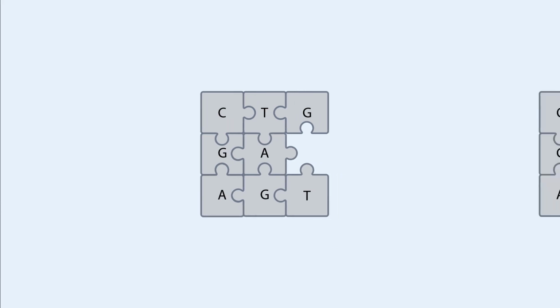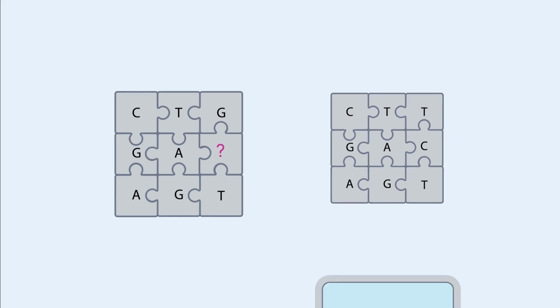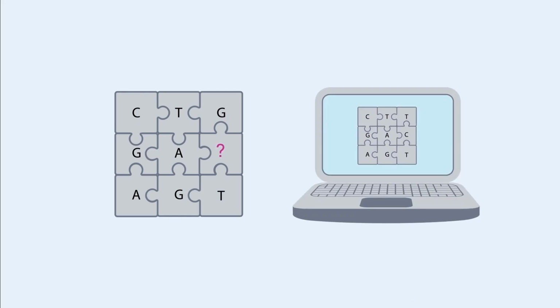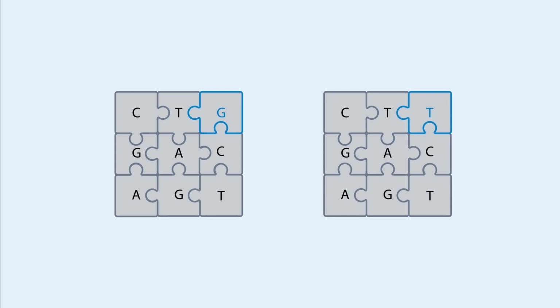Scientists use an existing sequence, called a reference genome, as their picture to know what pieces go where. For especially tricky genomes, they also rely on computational tools to help them predict what pieces might belong together. Once scientists have a completed genome, they can compare it to the reference genome to look for changes that could contribute to diseases or interesting traits.